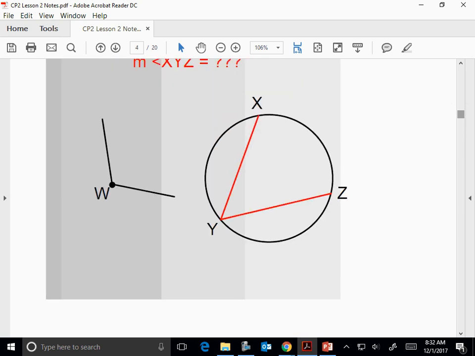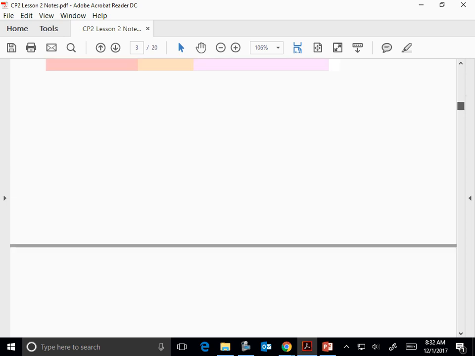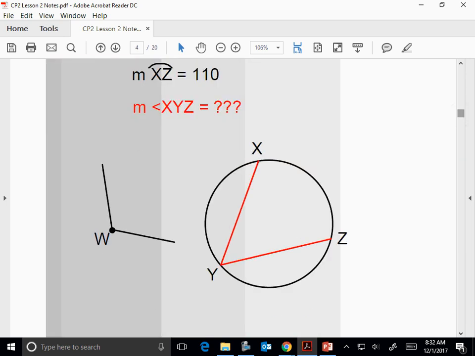So I want you to at least see a visual of this, right? Oh, I can't drag it because it's a PDF. Dang it. Okay, I'm going to skip that slide.